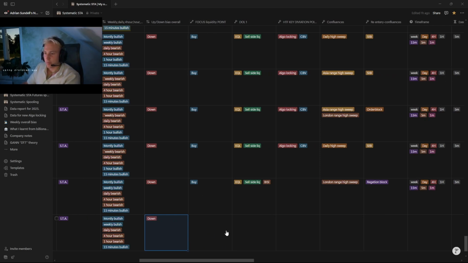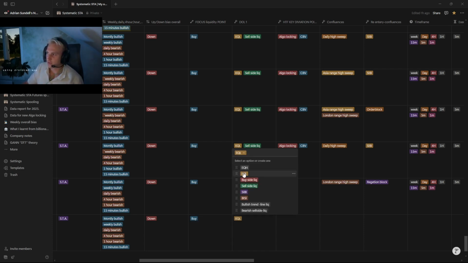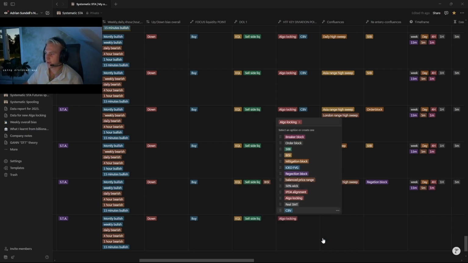I was focused on buy side liquidity, so I'm adding that buy side liquidity since I was focused just on engineered buy side liquidity. My drawn liquidity was just equal lows, as you can see, and just some sell side liquidity. I executed on algo locking levels.